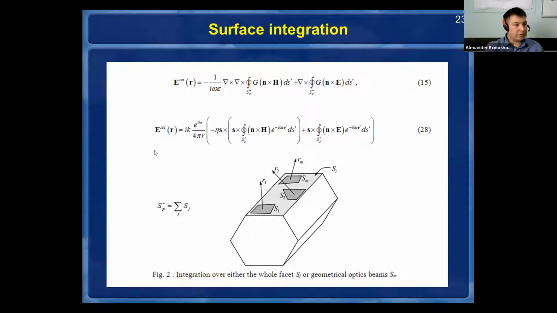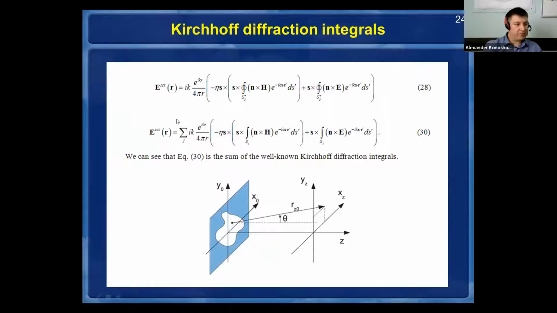So all this scattering field can be integrated not over the whole particle surface, but the electromagnetic field on every facet is produced by every beam. So instead of integrating over all the surface, we can integrate only over the optical beams. If we do so, it is mathematically equivalent. The idea of the physical optics is that we use just the Kirchhoff diffraction integral for every beam.